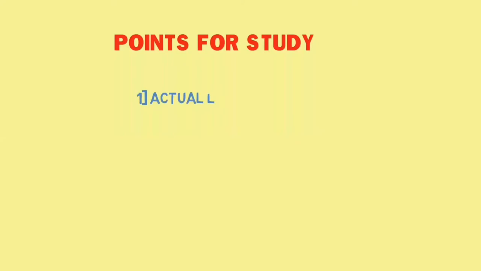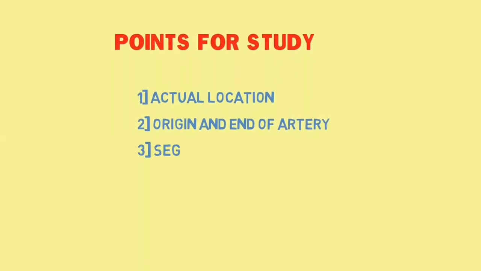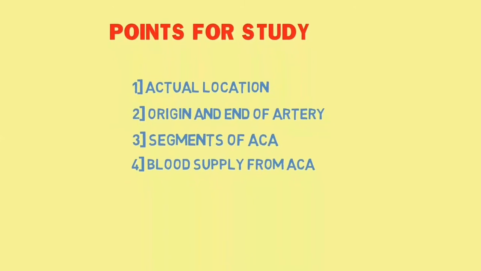Hey guys, today we will talk about the anterior cerebral artery and some interesting facts about it. For this video, the points of study are: first, the actual location of the ACA; second, the origin and end of the artery; third, the segments of the anterior cerebral artery; the fourth topic is the blood supply from the anterior cerebral artery; and the fifth point is ACA syndrome.